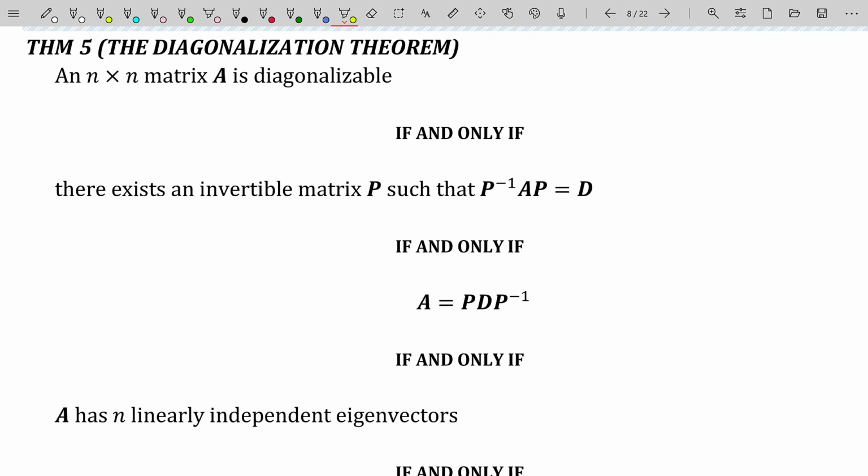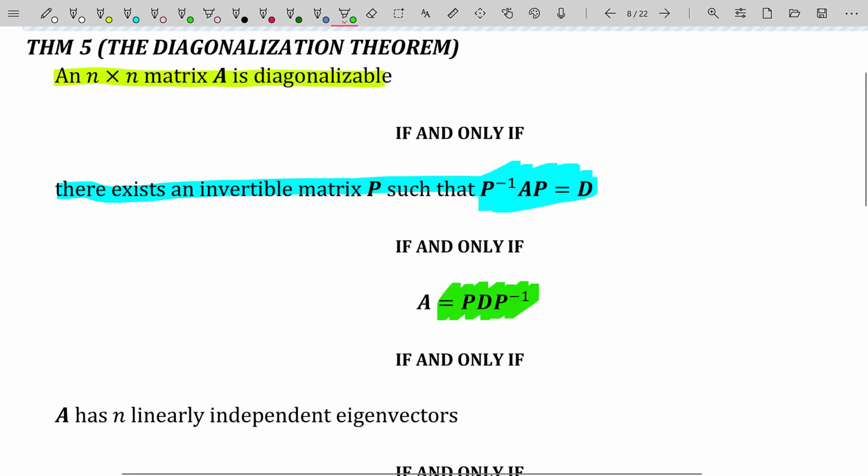So an n by n matrix A is diagonalizable if and only if, well, by definition, is diagonalizable if and only if there's some invertible matrix P such that P inverse AP is equal to D. That's just from the definition of being diagonalizable. So this statement here and this statement here, they fall out from each other. That's just from the definition. And by the way, since P is invertible, this equation right here is true if and only if this equation right here is true. So again, all that falls out from the definition, nothing more.